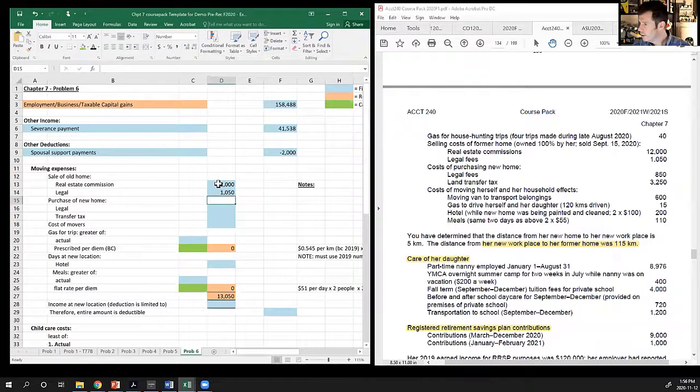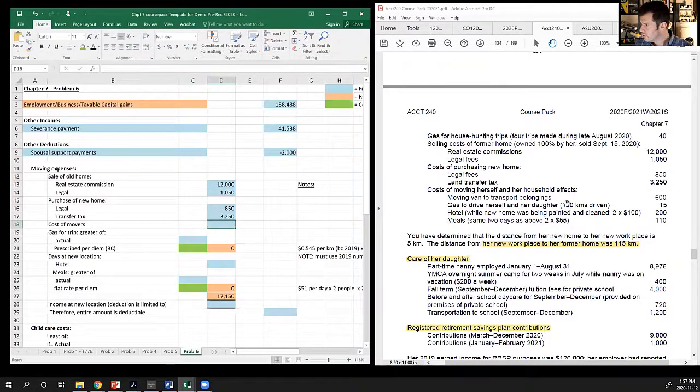No problem. Next up, we have cost of purchasing the new home. We've got legal fees and we've got land transfer tax. Because she sold a home to buy a new home, these are eligible deductions. So I will put these ones in here as well. The legal fees being $850, and the land transfer tax being $32.50. These are just expenses associated with buying and selling a home, guys, if you've never done so.